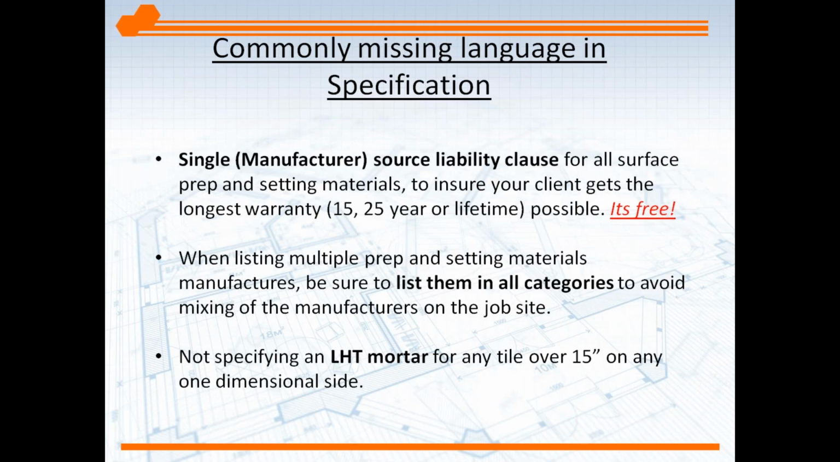Single source manufacturer. I say go with a single source manufacturer at all times so you keep that warranty. If you have a warranty on a product, it's kind of a 1-year or a 5-year warranty if you use different manufacturers. If you go with one manufacturer, it could be 15, 25, depending on the products used, and it's free. There's no additional charge for that. When listing multiple prep products and installation products, list the manufacturers in each category so they can do the single manufacturer source liability clause. They can get that single source warranty if you list the manufacturer in each category, instead of cherry picking different manufacturers in different categories. And then, as I said, the LHT mortar.